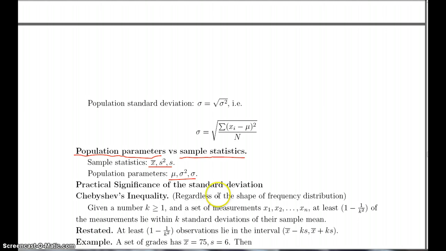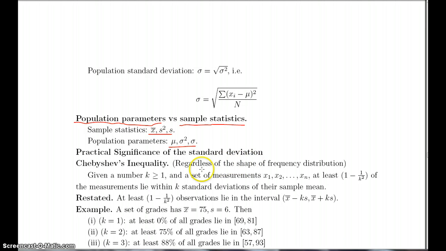So now we're going to talk about standard deviation, which is a very important measure. So what does that mean? And so I'll talk about the practical significance of the standard deviation.